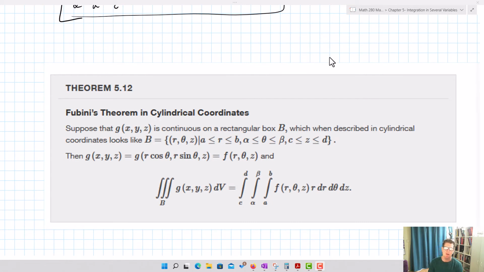And the triple integral over B of g of x, y, z dV ends up being the integral from c to d, the integral from alpha to beta, the integral from a to b of f of r, theta, z, r dr d theta dz. That's exactly what we just talked about a little bit, but this is the actual statement of the theorem that we're looking at. So let's take a look at an example.